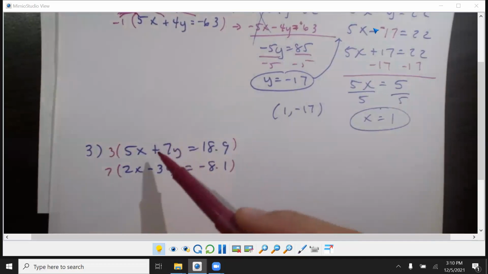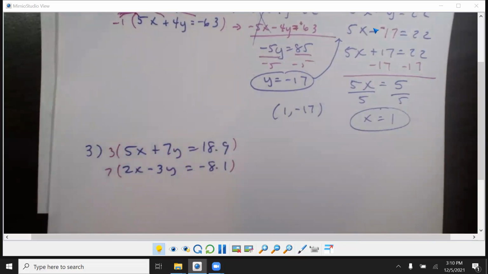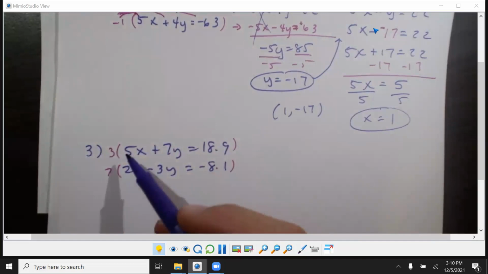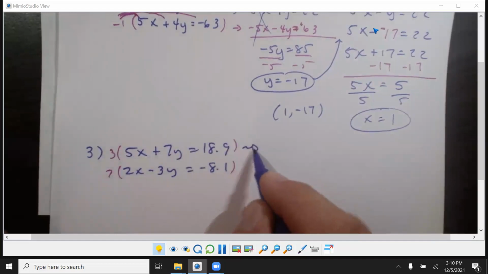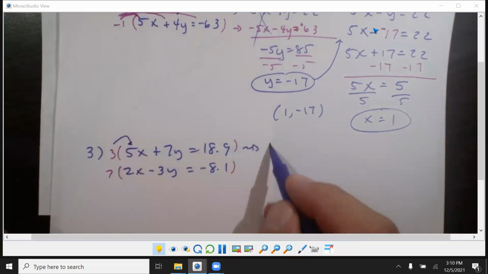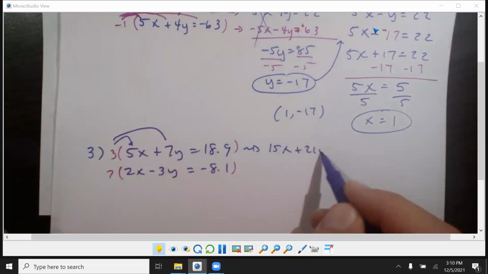Now I chose the y's because one's a positive, one's a negative, and I don't have to multiply either one of these by -3 or -7. If I did the x's, then I would have to multiply by -5 or -2. So here we go. I'm just going to distribute. So 3 times 5 is 15x. 3 times 7 is 21y.